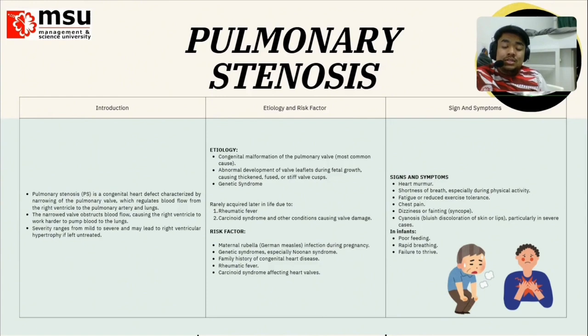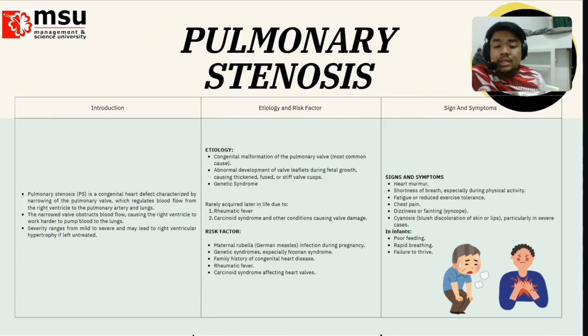So the next one is cyanosis. Why is cyanosis a symptom for patients who have PS? In severe cases, the oxygen level in the bloodstream becomes low, and poor oxygenation causes a bluish discoloration of the skin, lips, and nail beds. So next, for signs and symptoms in infants, poor feeding. Why? Because feeding requires significant energy, and infants become tired quickly because of reduced oxygen delivery.